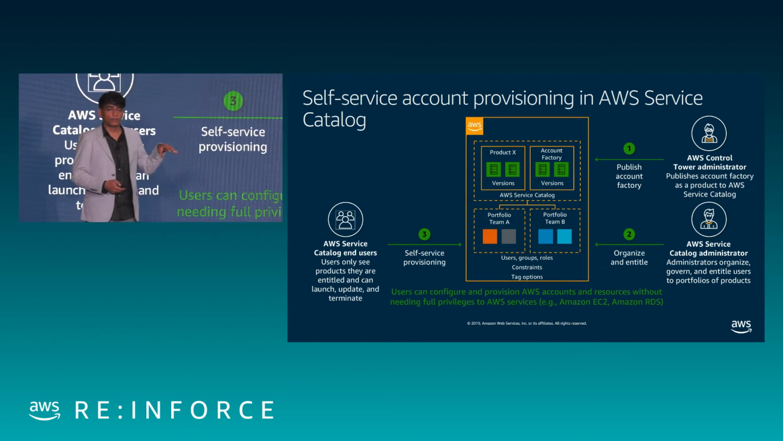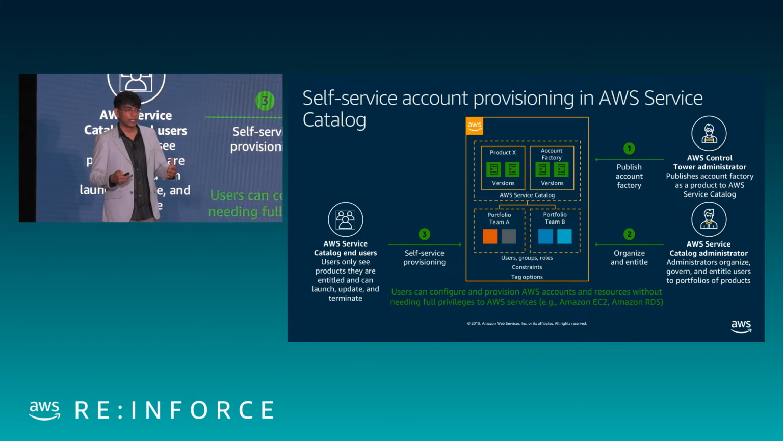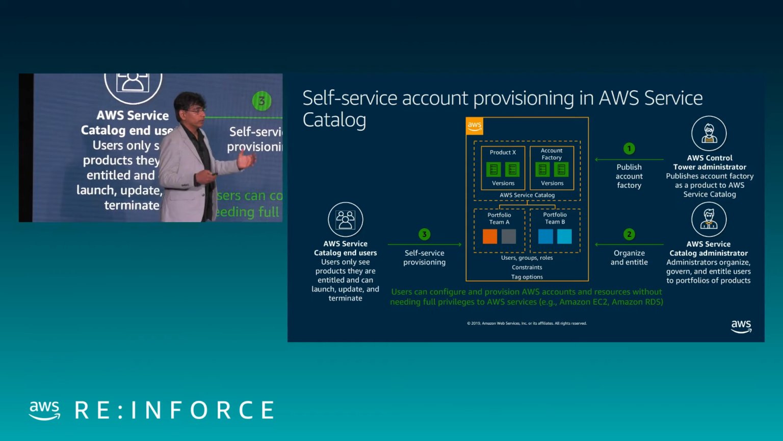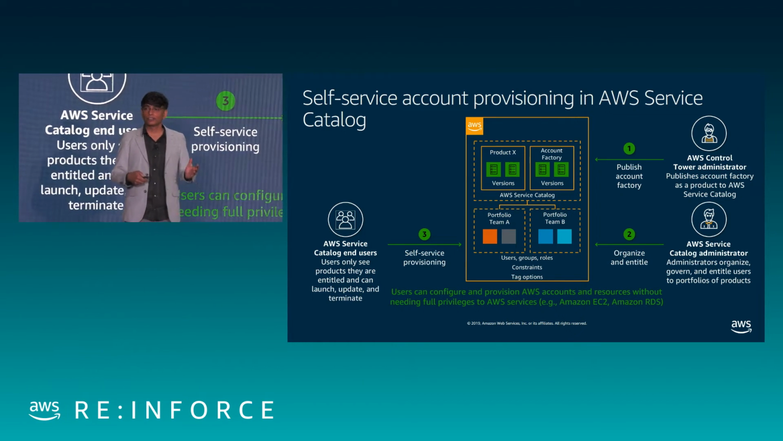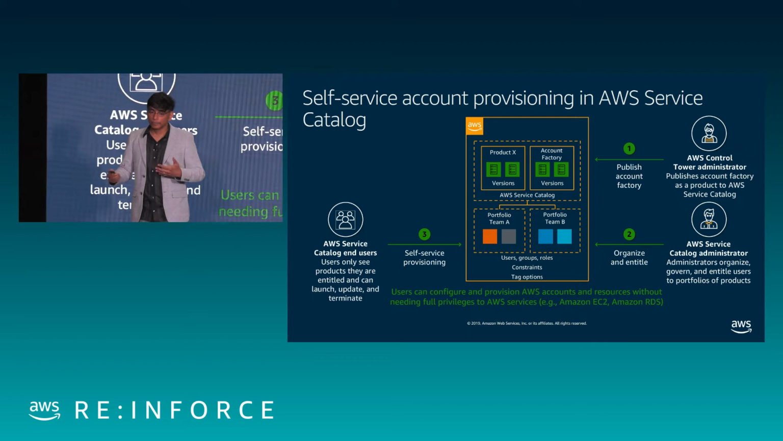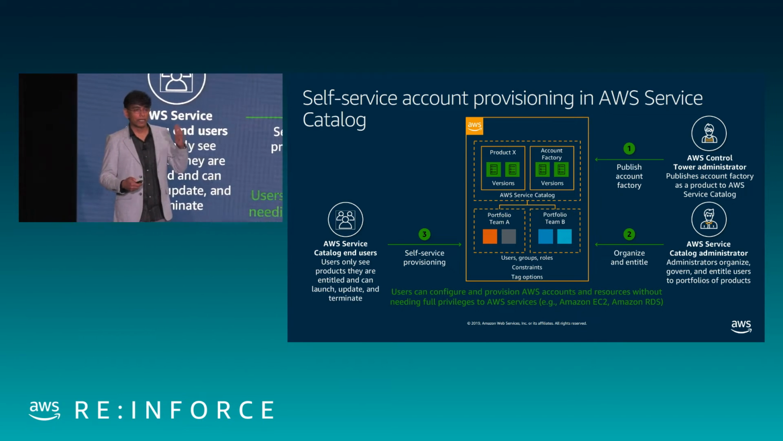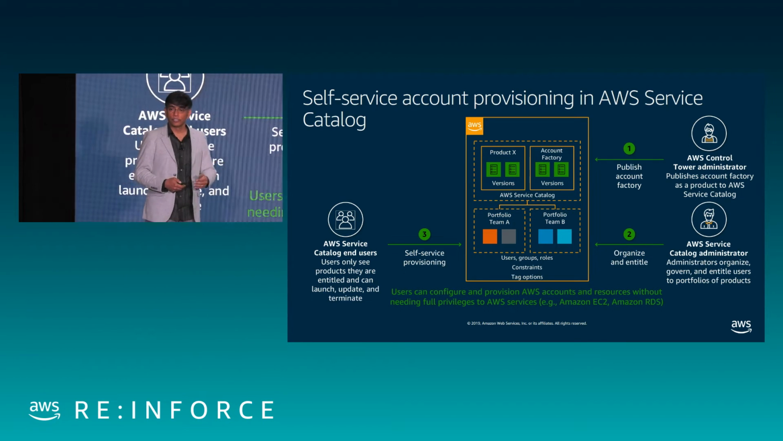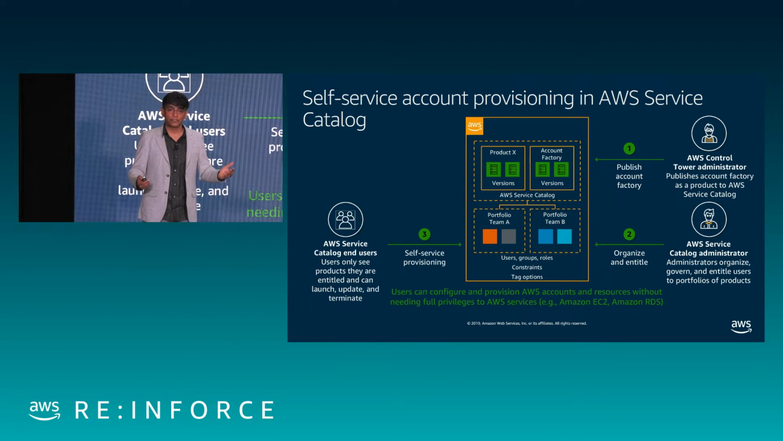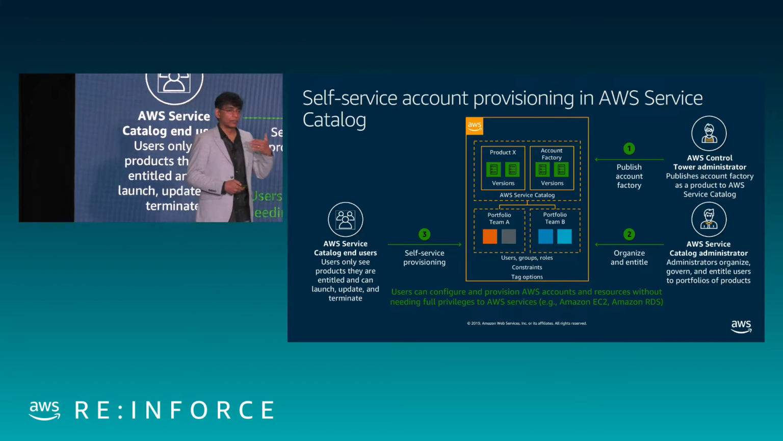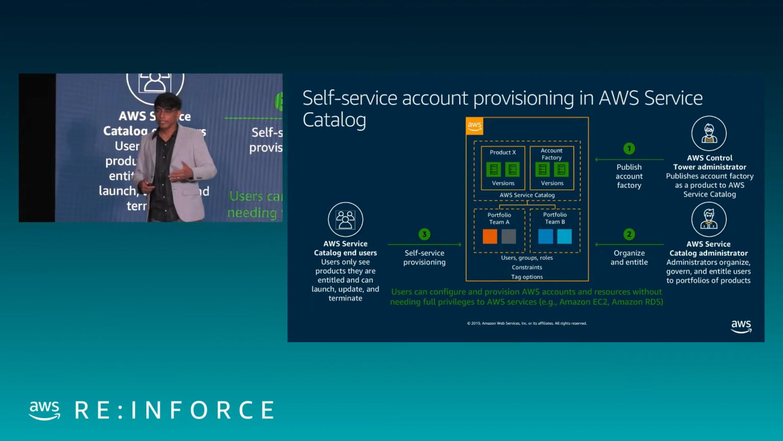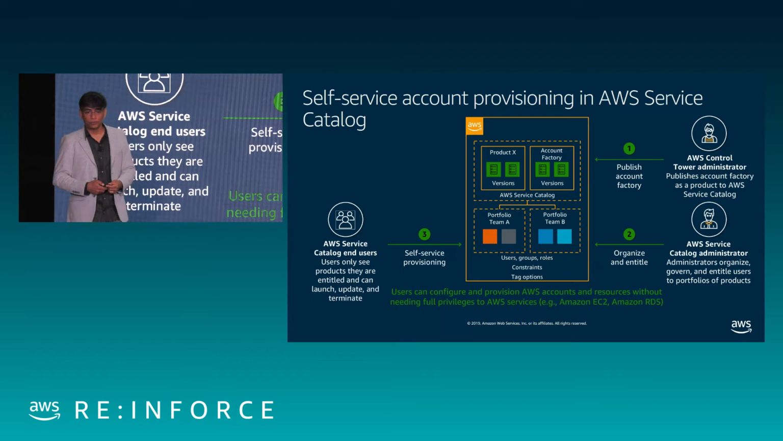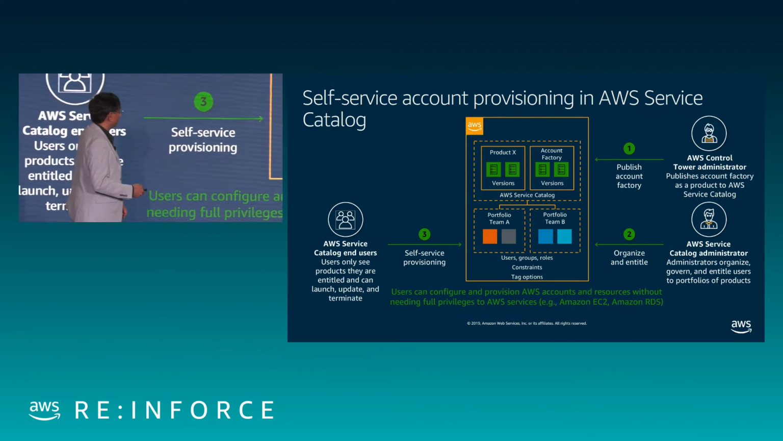And this model of a central team pre-approving accounts and resources and portfolios of products and making it available is a win-win. Going back to the business agility and the governance control I talked about, the end users still have access to all of your AWS services, and guardrails are going to be in place for whatever things they do. But if they want to leverage these additional Service Catalog products and portfolios, they're free to do that as well.